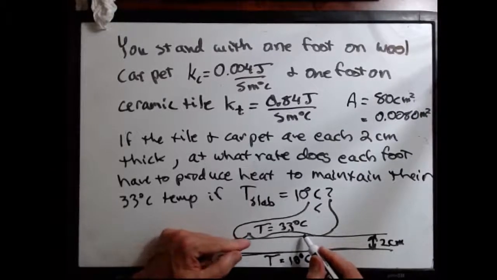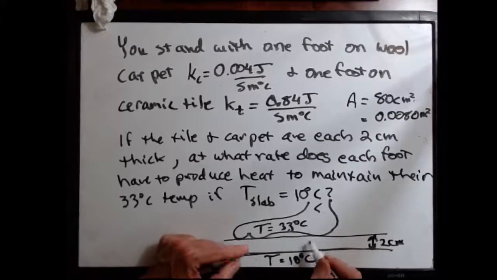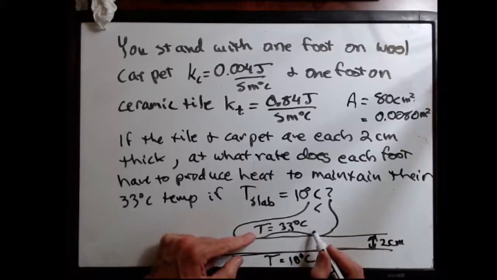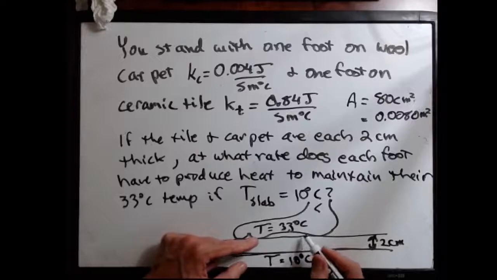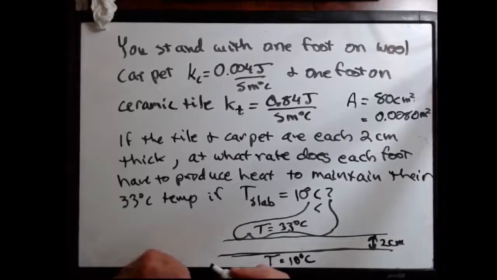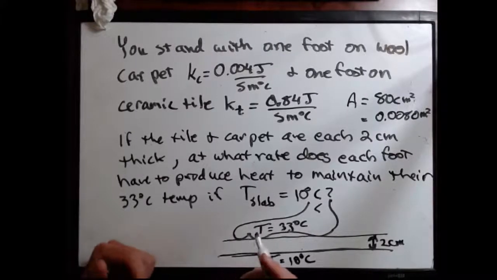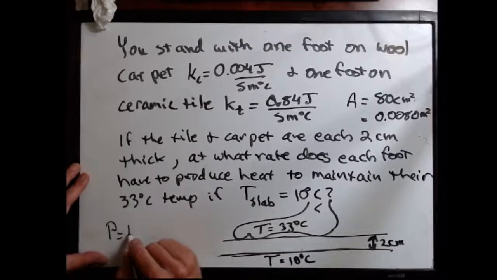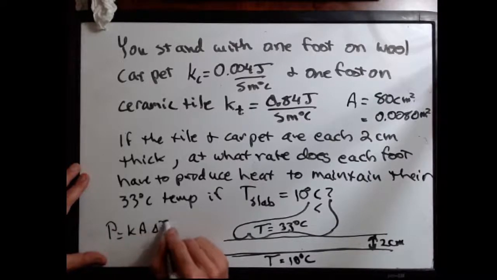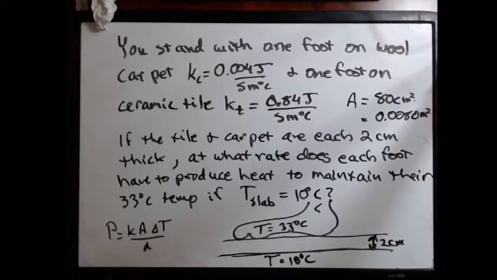And what we're saying is heat's going to flow through here at some rate, and your foot needs to supply that same rate of heat so that it doesn't get cold. And so we're basically asking, what's the heat flow rate through this region, because that tells how much heat your foot has to keep supplying to keep your foot from getting colder. And so once again, this is a thermal conductivity equation, and they both look like this: P equals K A delta T over D.